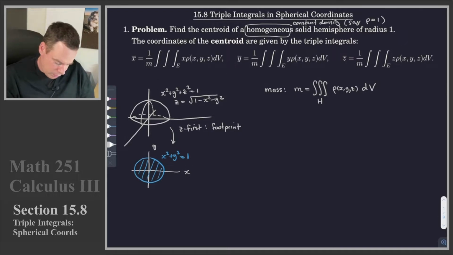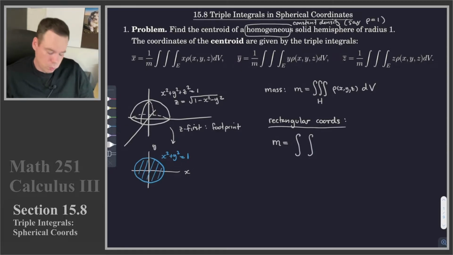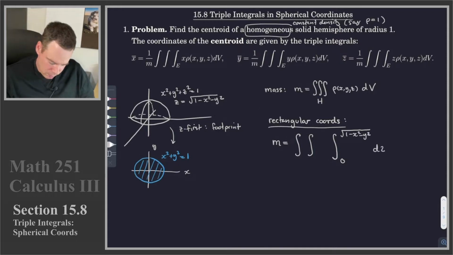If we were to do rectangular, or our usual Cartesian coordinates, then what would our mass integral look like? Well, since we're doing a z first integral, the outer two integrals are going to sweep over that circular disk, but our innermost integral is going to be our z values, which go from 0 up to the square root of 1 minus x squared minus y squared. The density we're just assuming to be 1, so this would be dz. And then we want to integrate over the disk.